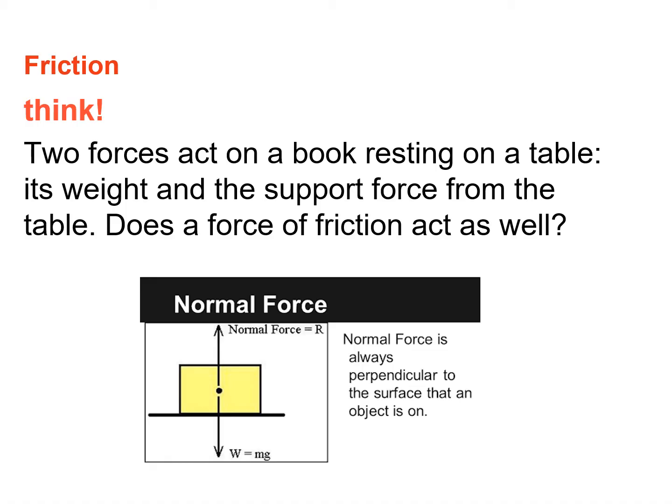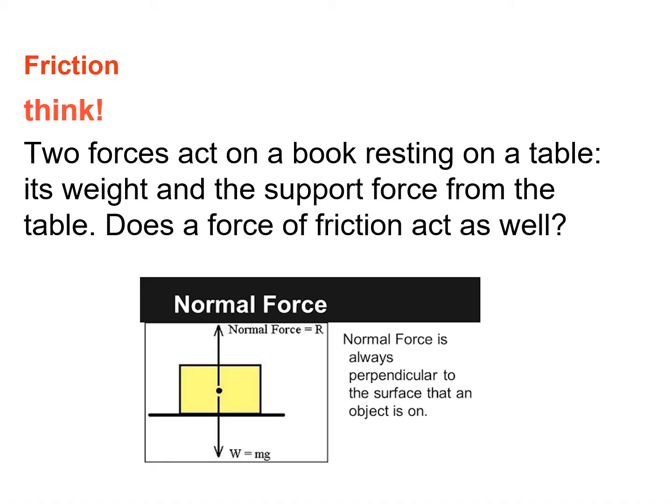the table pushes back. If that were not the case, then the object would be accelerating in a downward direction. Since it's not accelerating, there must be an equal opposite force going up to counter the weight. That opposite force that goes perpendicular to the surface is called the normal force.